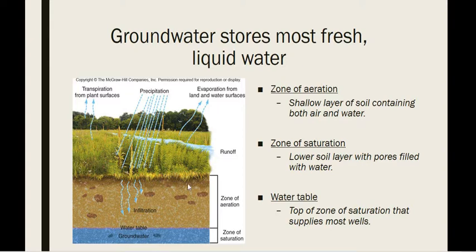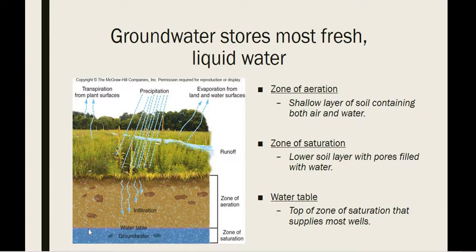So the first zone, when you dig into the earth, is the zone of aeration, or the unsaturated zone. So this is the shallow layer of soil where there's both air and water. It's not sopping wet. It's not muddy. Once you move further down, you'll get into the zone of saturation where all pore space is filled by water. So any gaps in between sand, silt, clay, mud, rocks is all filled with water.